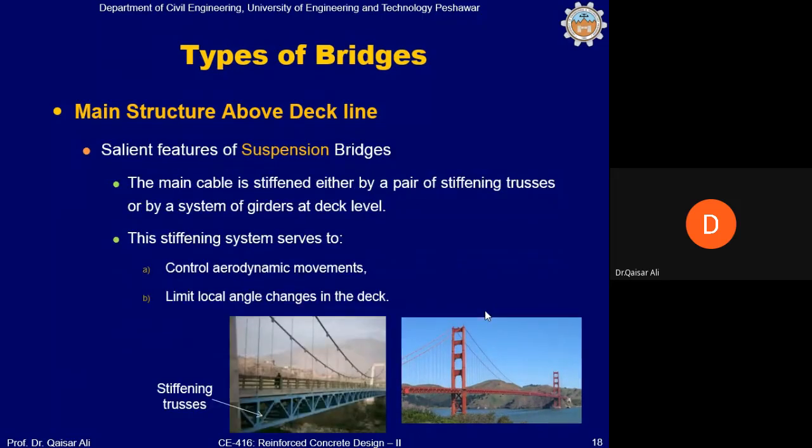The main cable is stiffened either by a pair of stiffening trusses or by a system of girders at deck level. This stiffening system serves to control aerodynamic movements and limit local angle changes in the deck. Because these are very lightweight bridges, they are very sensitive to horizontal movements. They must be stiffened to prevent or minimize horizontal movement.